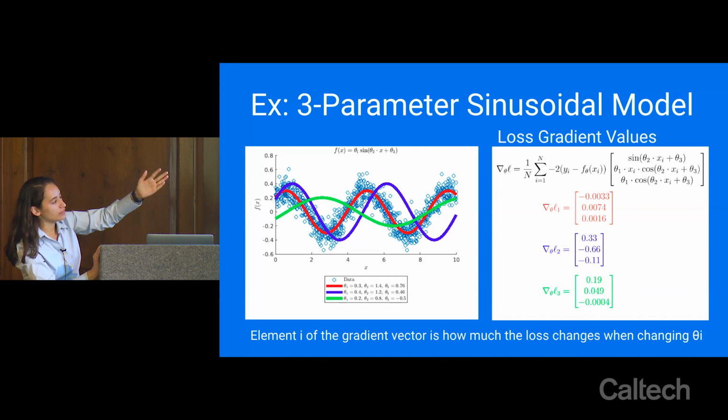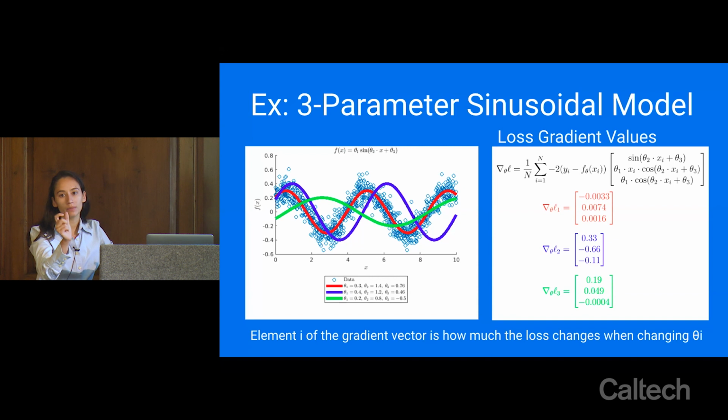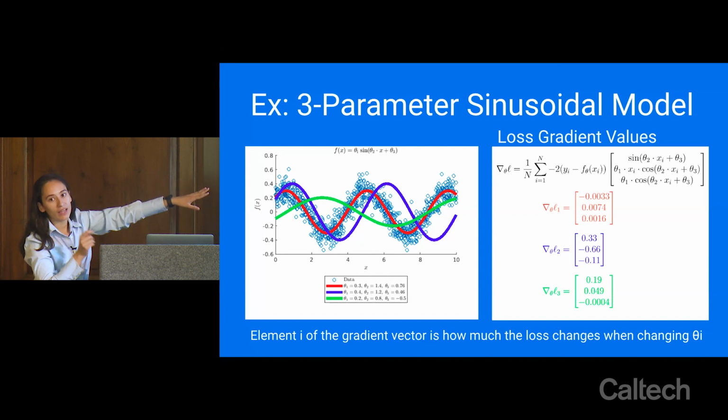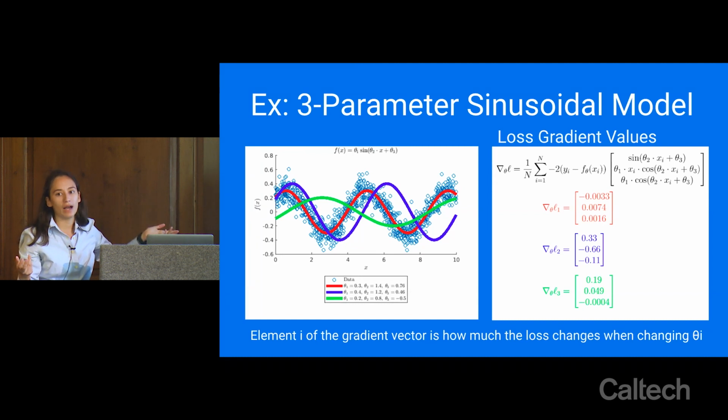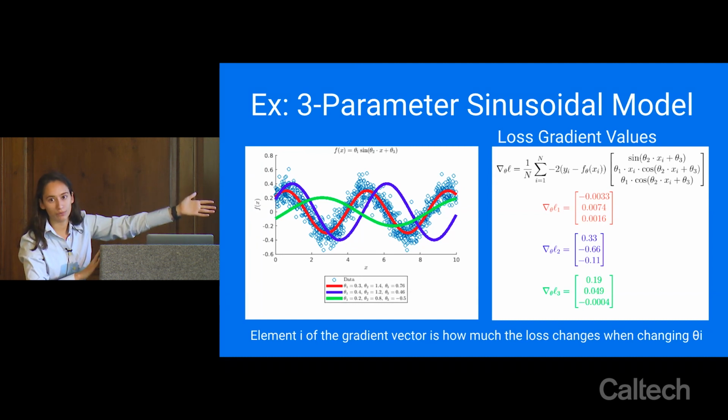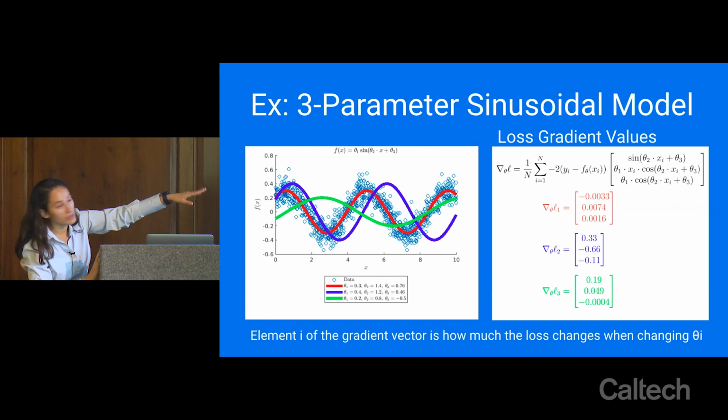Okay, and to recap, for the red piece, when I change theta 1, the value is, I don't know, negative 0.0033. So basically if I change theta 1 just a little bit, I'm not actually getting a huge improvement in the loss with respect to theta 1. If I then look at theta 2 and I wiggle that, I also get a very small number, and my loss doesn't improve that much with respect to theta 2. And same thing with theta 3.